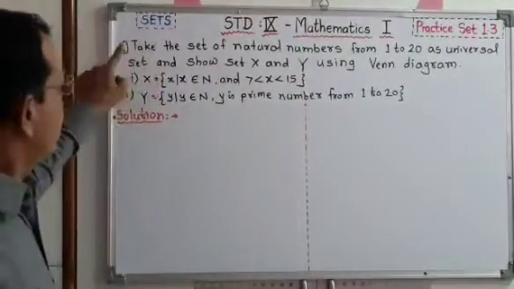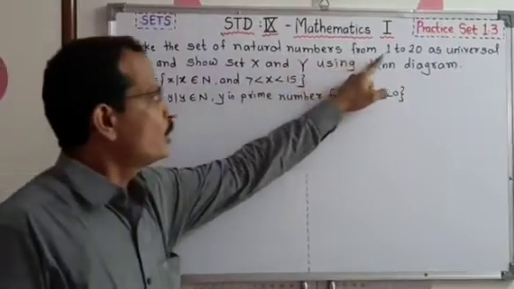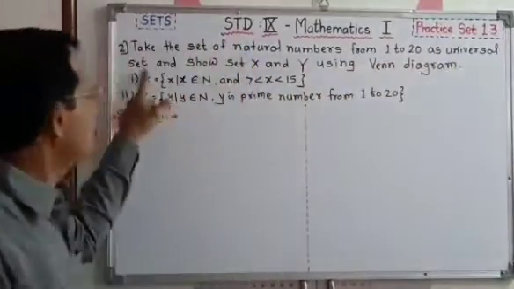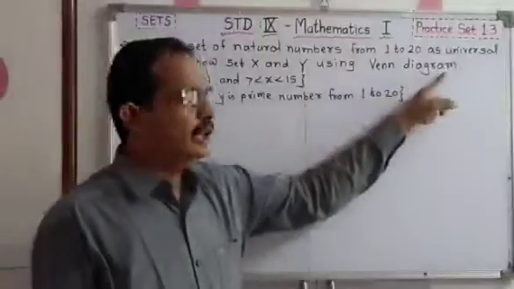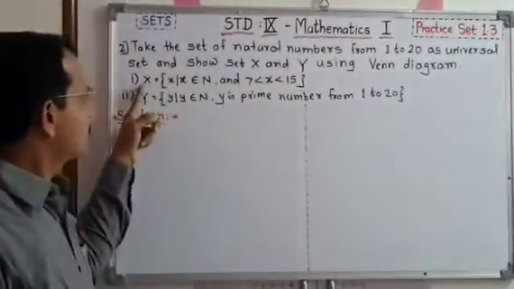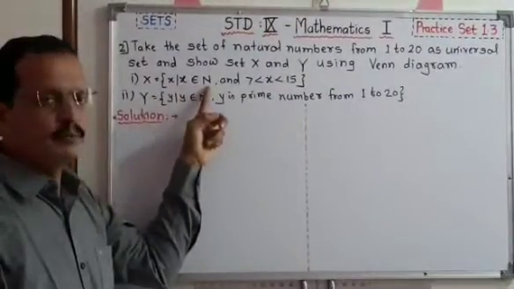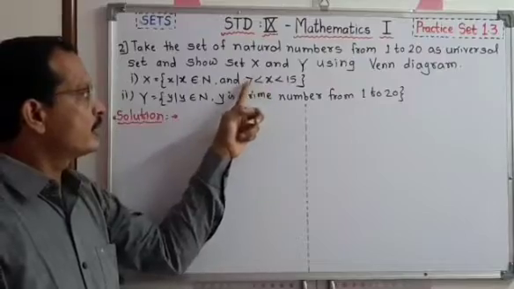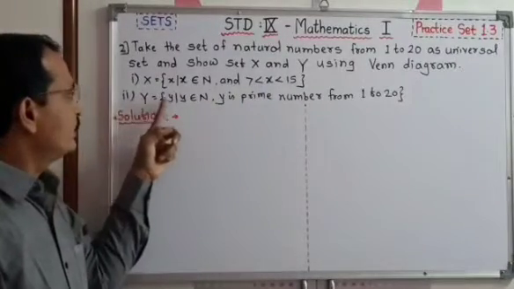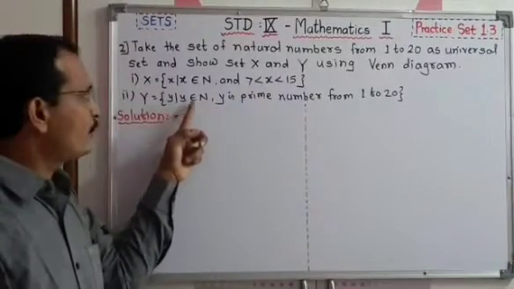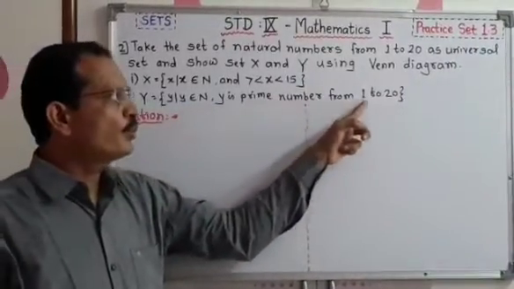See the question. Take the set of natural numbers from 1 to 20 as a universal set and show sets X and Y using a Venn diagram. Set X is a set of x such that x belongs to natural numbers and x is greater than 7 and less than 15. Second set Y. Y is a set of y such that y belongs to natural numbers and y is a prime number from 1 to 20.